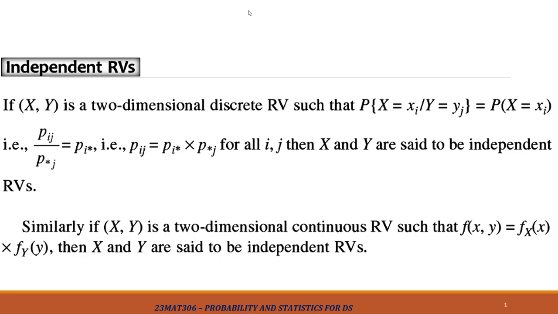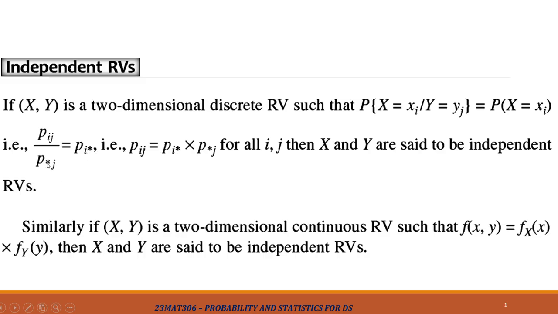In this lecture we will study independent random variables, expected values, probability functions, and correlation and covariance. (X, Y) is a two-dimensional random variable. The conditional probability of X given Y is calculated as P(X = x | Y = y), which in this condition is Pij divided by P star j, which is equal to Pi star.